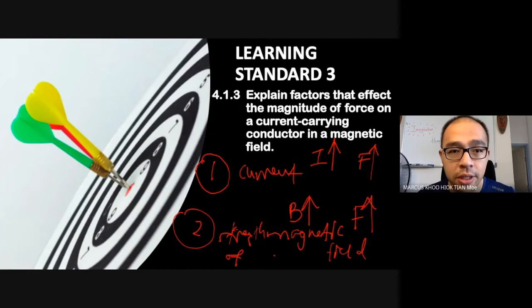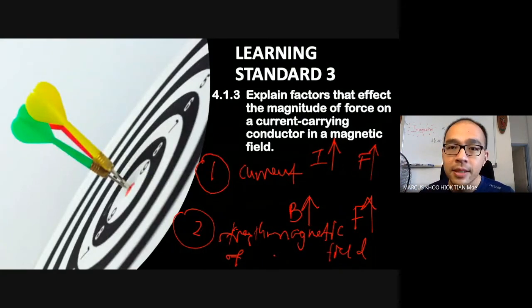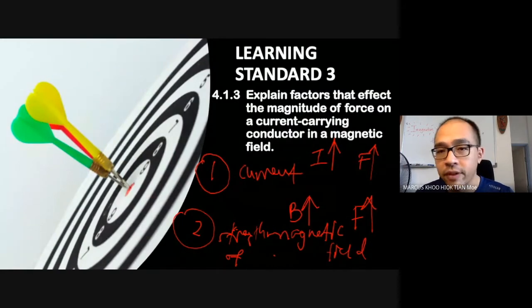Let me ask you another question. For current, we change the resistance, or we put more batteries. All this can increase the current. If you watched the video yesterday, at the beginning, I said we use different batteries to show different amounts of current. Either you increase the voltage or you reduce the resistance. But how do you change the strength of the magnetic field? Anybody want to take a guess? How do you change the strength of the magnetic field?